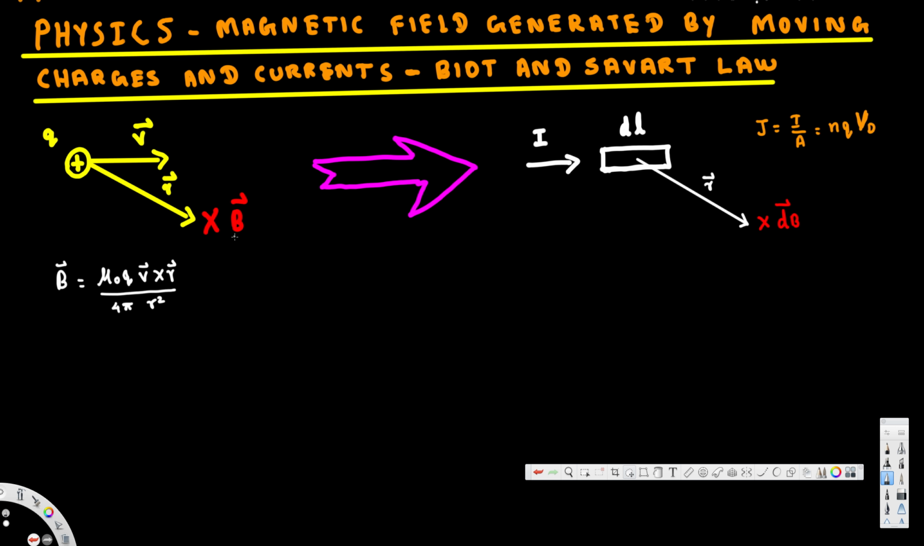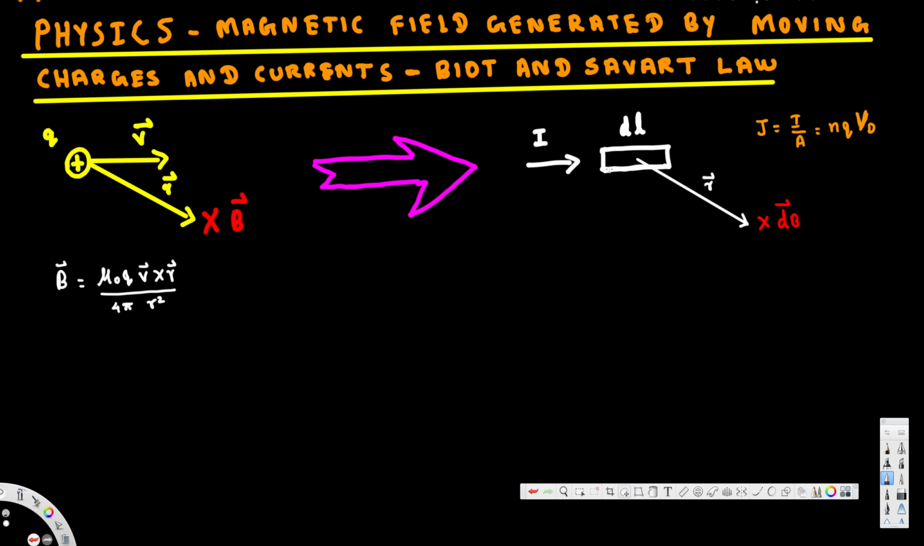And Biot-Savart law says if this is true for a single charged particle, then it should be true for a magnetic field caused by a small current segment. That's what we have right here. Biot and Savart proved that this is also true for a small current segment. Now let's see how to derive the Biot-Savart law equation.